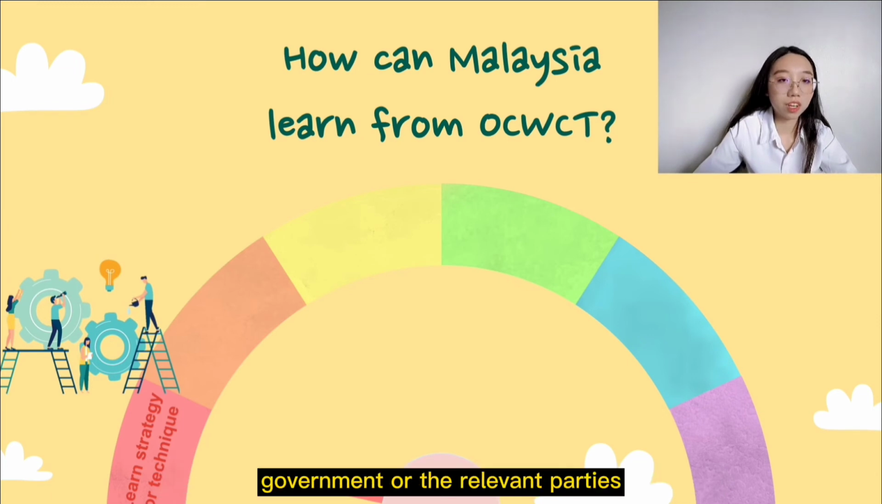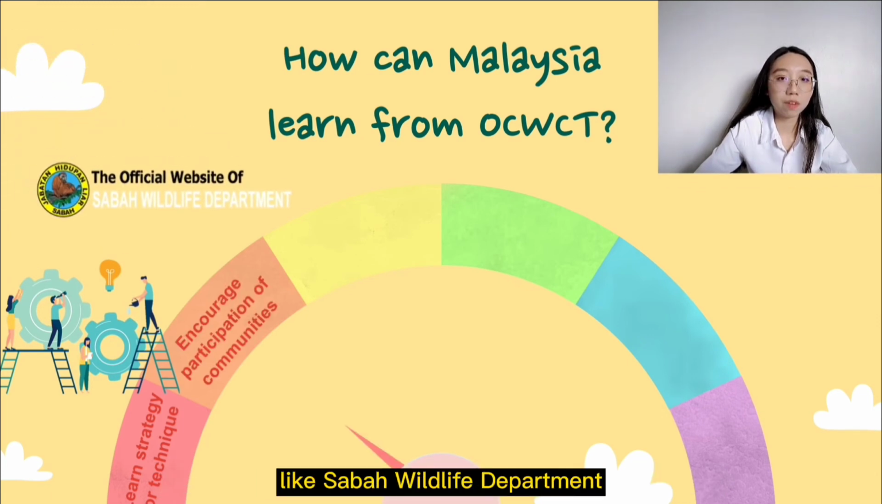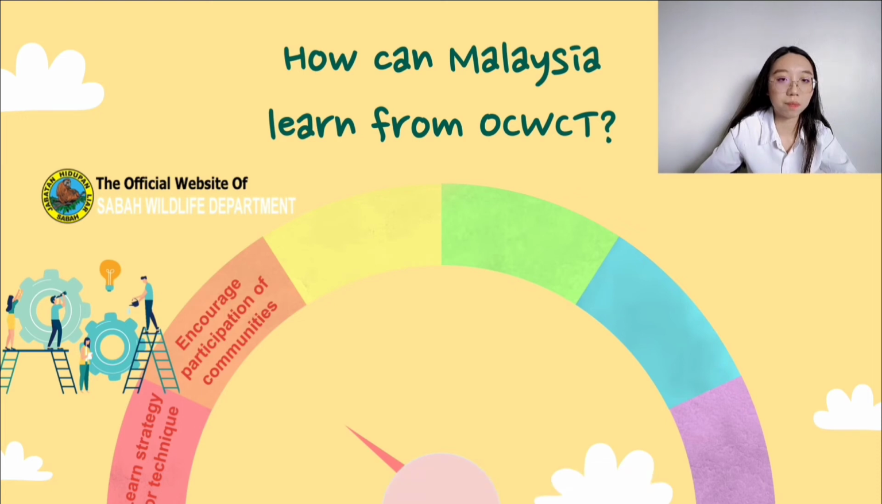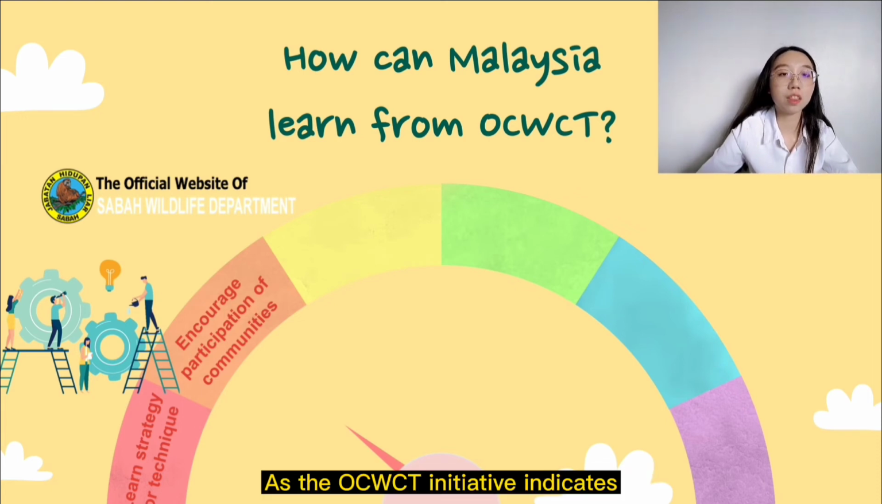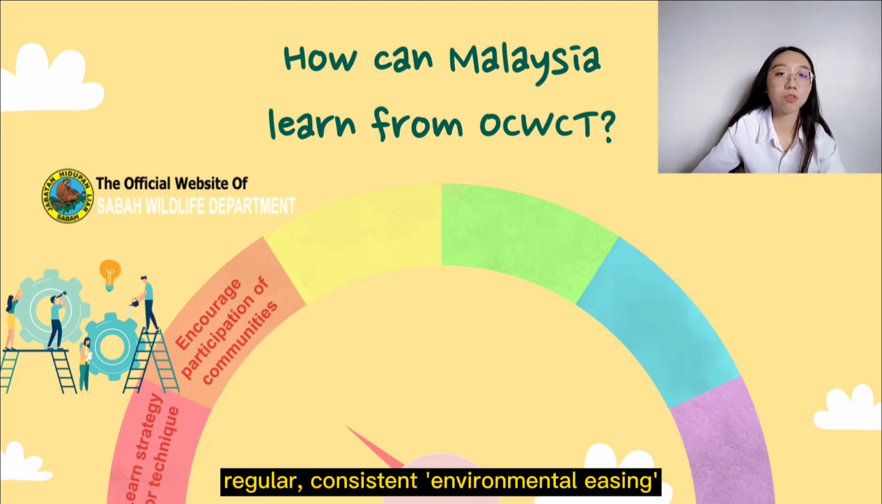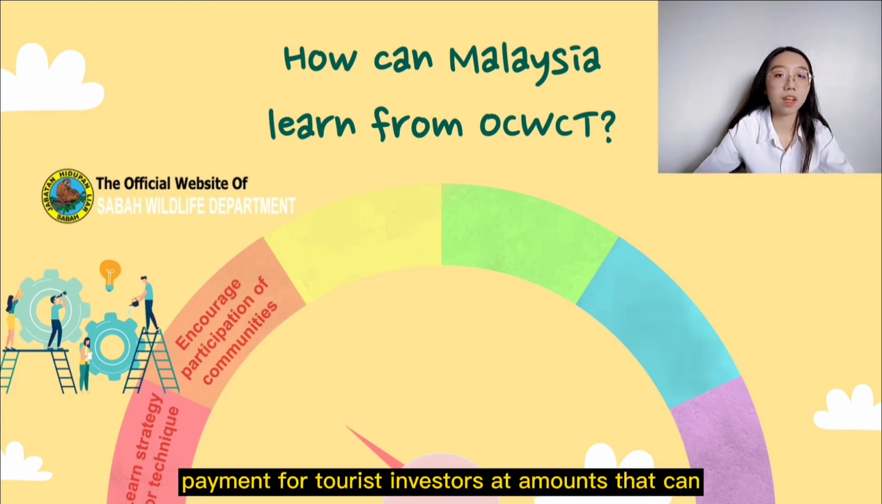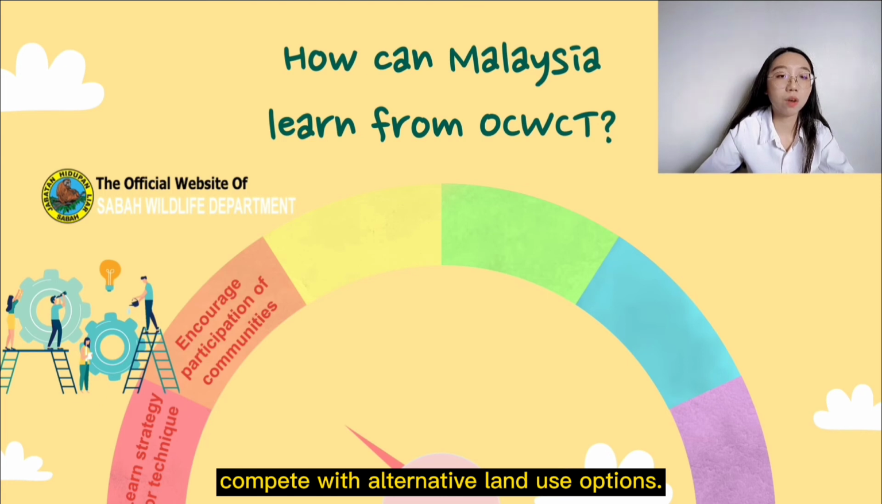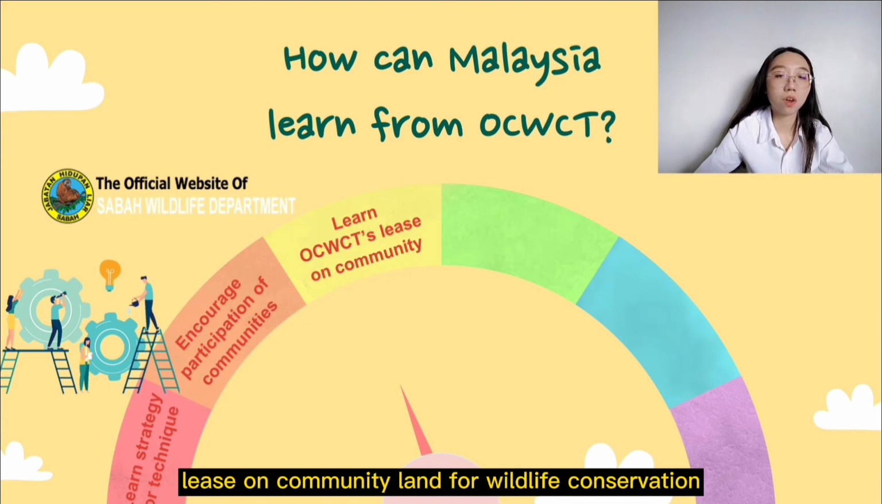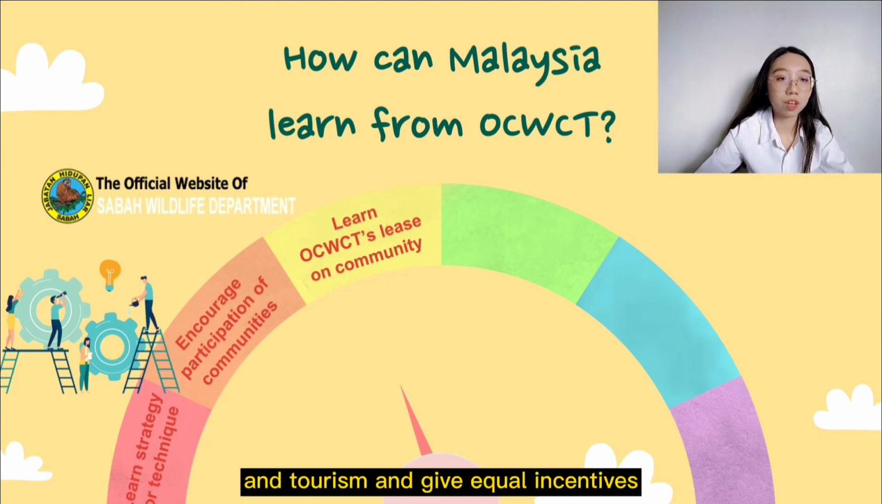For illustration, the government or relevant parties like the Sabah Wildlife Department can encourage the participation of communities as they also advocate sustaining people and the planet. The OCWCT initiative indicates that a direct way for communities to profit from tourism is through regular, consistent environmental payments from tourist investors at amounts that can compete with alternative land use options. Sabah could also learn from OCWCT's lease of community land for wildlife conservation and tourism and give equal incentives in exchange.